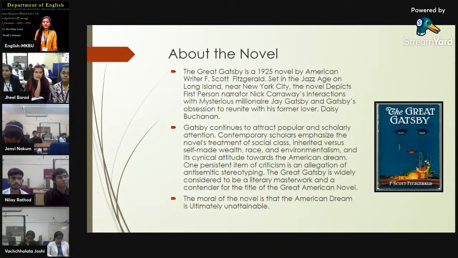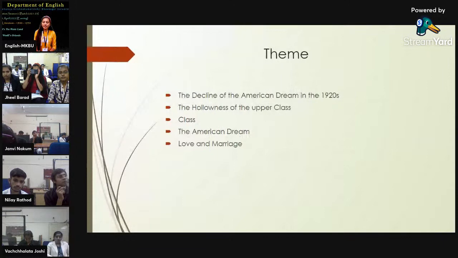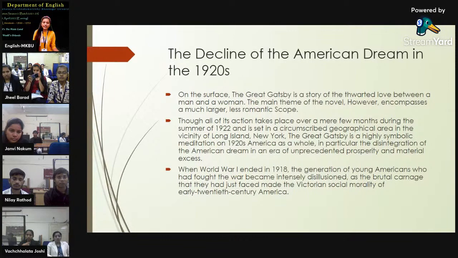In the novel, the main character and his loved woman, Daisy. The character Gatsby is good, but Nick Carraway is the character who closely observes and interprets the characters. The moral of the novel is that the American dream is ultimately unachievable. The themes: the decline of the American dream in the 1920s, the hollowness of the upper class, the American dream, love and marriage. The first theme, the decline of the American dream in the 1920s.